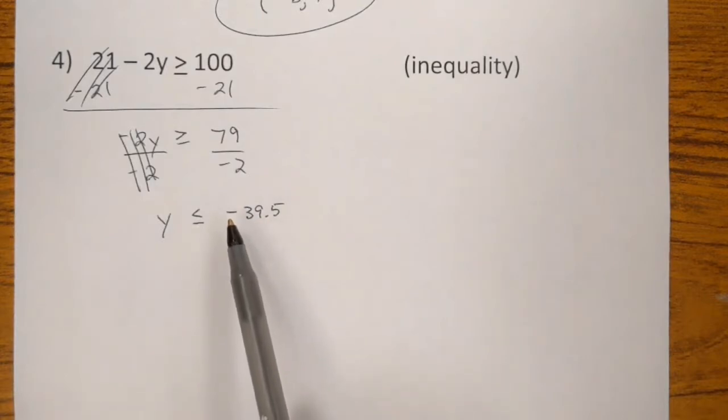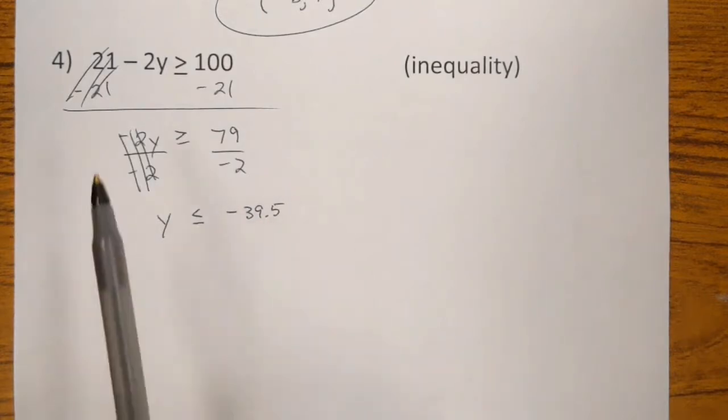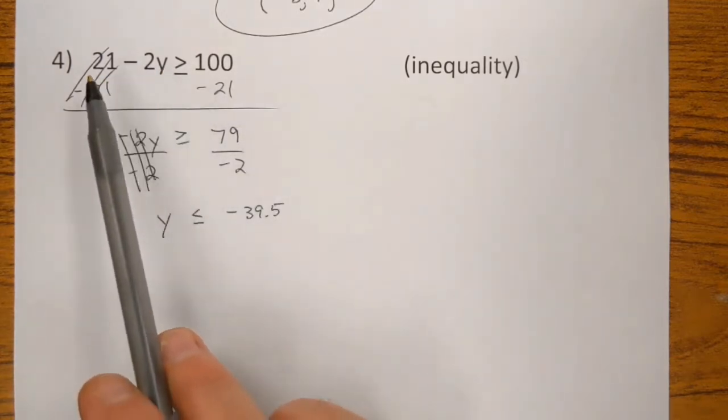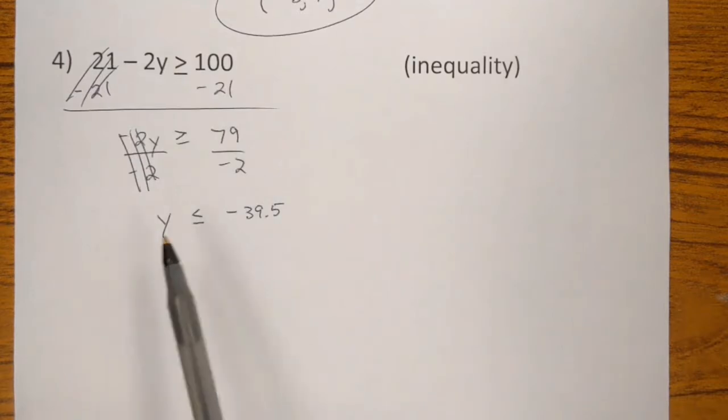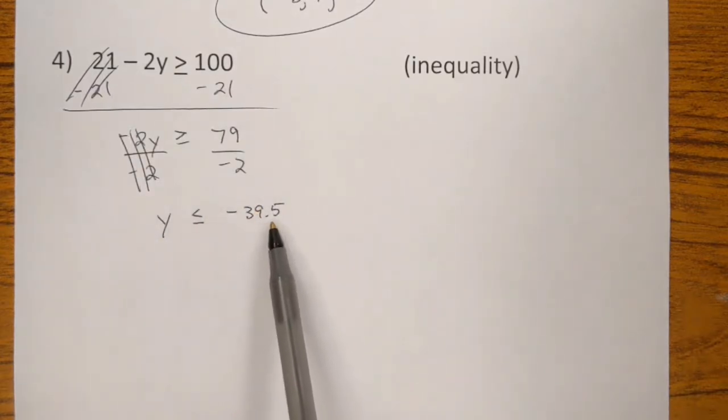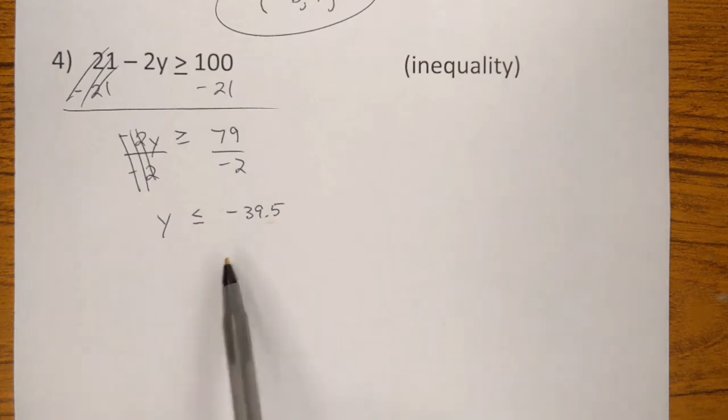So if we plug the value of negative 39.5 in for y, it would make this inequality true. You would end up with 100 is greater than or equal to 100. But the same is also true of any value of y that's less than negative 39.5. So this would be numbers like negative 40, negative 41, negative 42, negative 43. This is an infinite set.